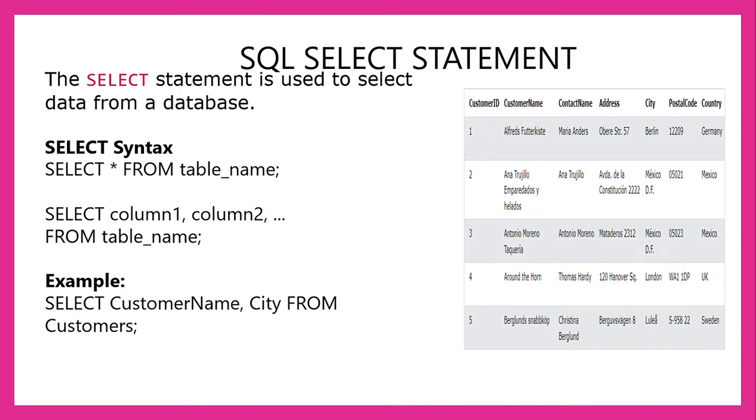To show all the records we have the syntax select star from table name. It will show the entire values or the entire records of the table. But if we want to see only specific column values, then we can use select column 1, column 2 from table name. We have to specify those columns which we want to see. For example, we have select customer name, city from customer. So it will display customer name and city from the customer table.